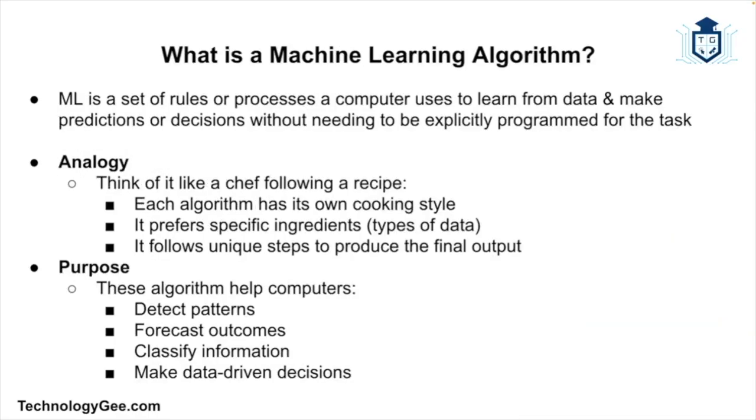All right, so before we dive in, let's go ahead and set the stage. A machine learning algorithm is basically a set of rules or methods that a computer uses to learn from data and make predictions or decisions without being explicitly programmed for that specific task. So it's kind of like a chef following a recipe. Each algorithm has its own cooking style and preferred ingredients, which are your types of data. Now, some are better for finding patterns and others are great at predicting outcomes. And some are just lightning fast at sorting through chaos. So let's go ahead and talk about some of these various machine learning algorithms.